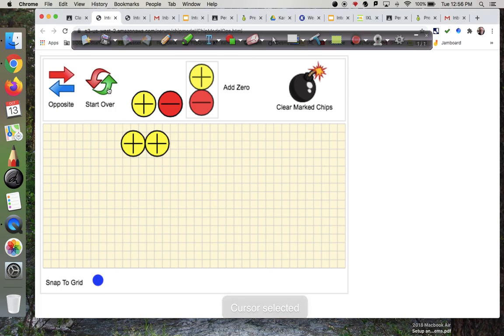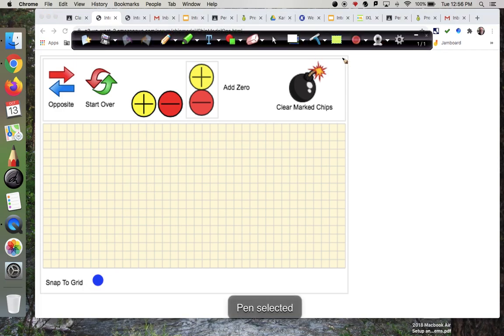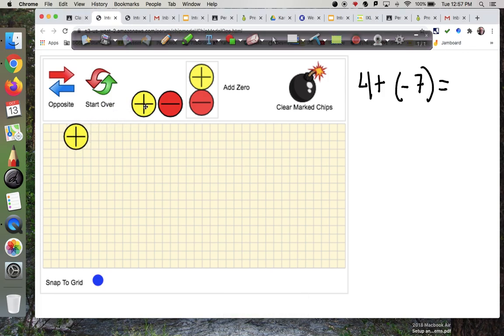Now let's try something that has more negative. So let's do 4 plus negative 7. So we'll put 4 positives, 7 negatives.